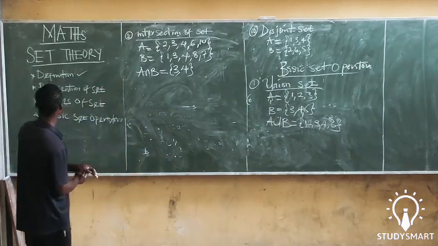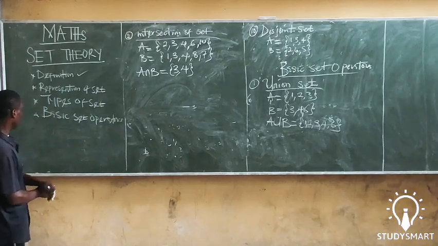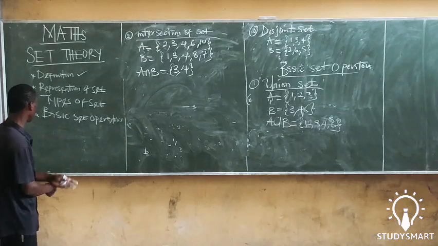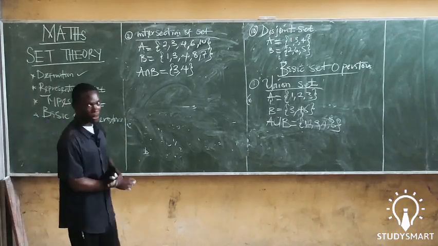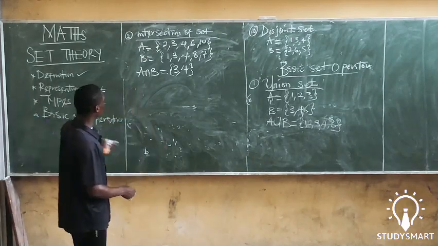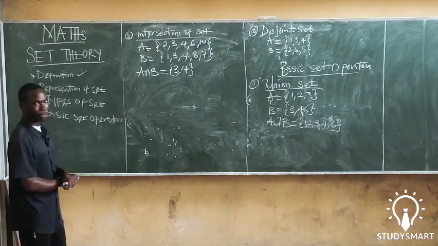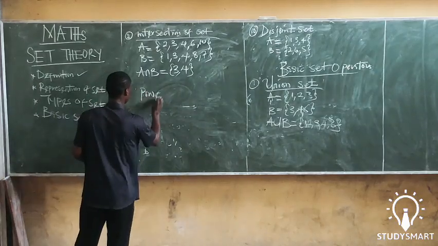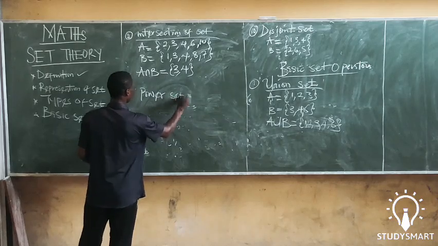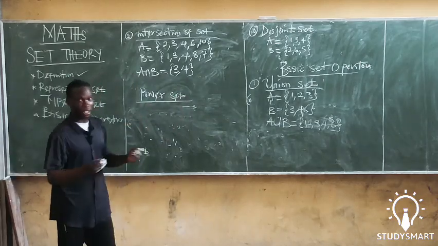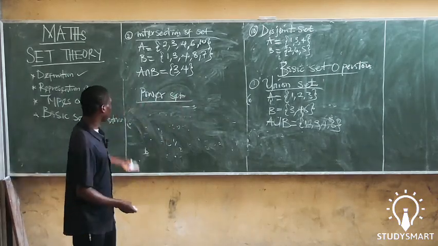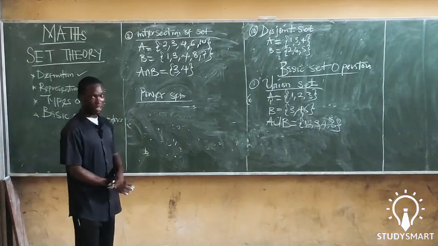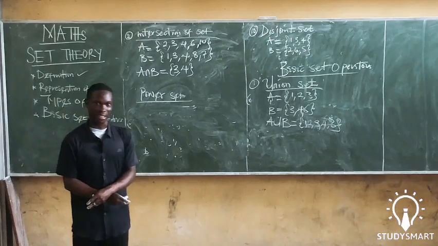So far, we've talked about the definition of sets, how sets are being represented, types of sets, and basic set operators. If you watched very well, we skipped one of the types of set, which is the power set. So in our next video, we are going to be talking about the power set as well as the Venn diagram.